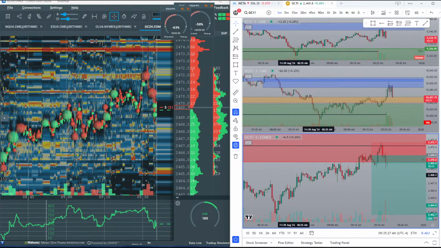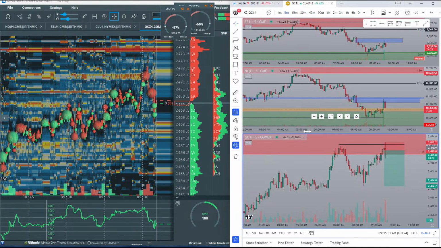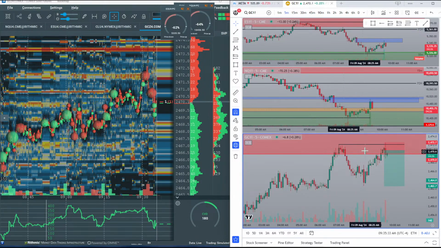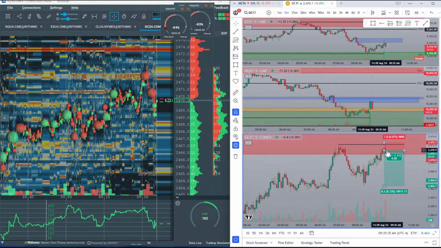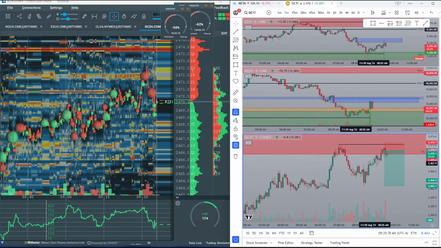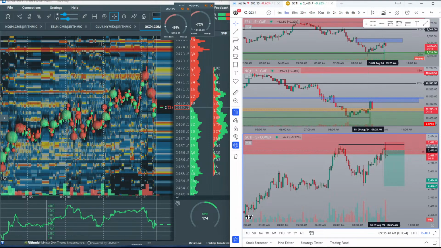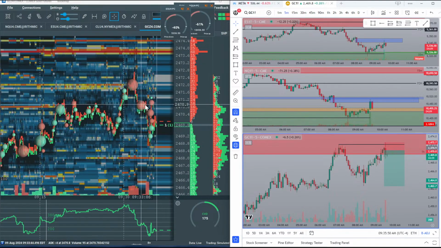NASDAQ is giving us a nice rejection off of that fair value gap. Real clean stuff right there. Very nice. Looking for gold to come back to this 2470.90 level and take a gold short right there. Part of me wants to grab these gold shorts now, but we'll see.